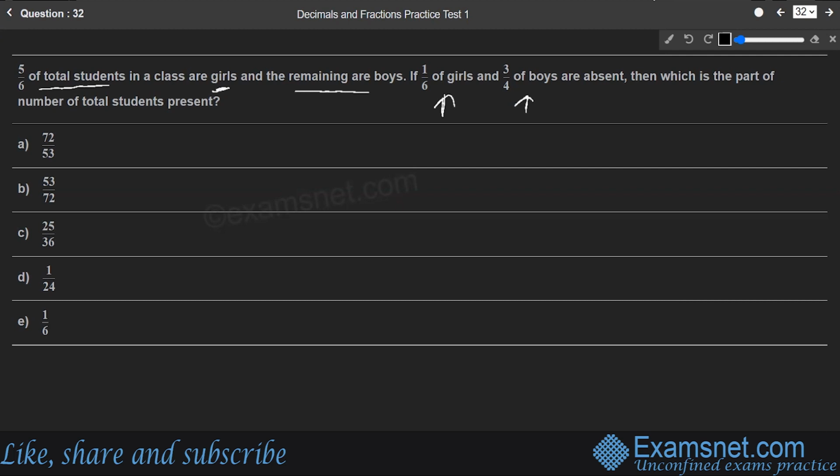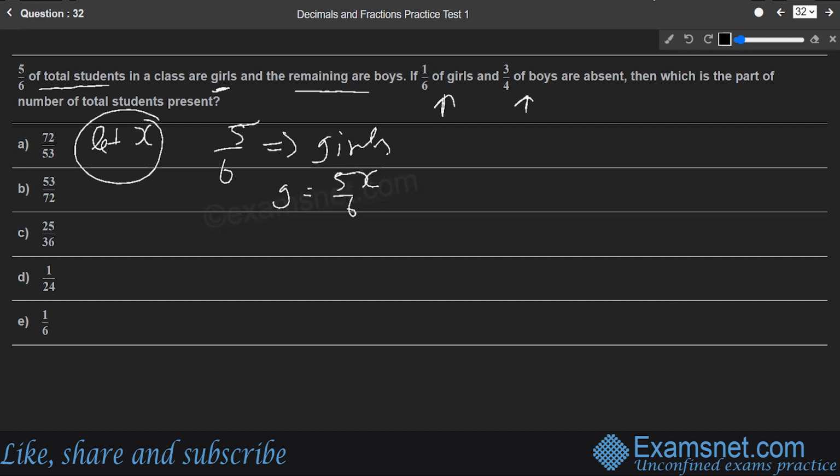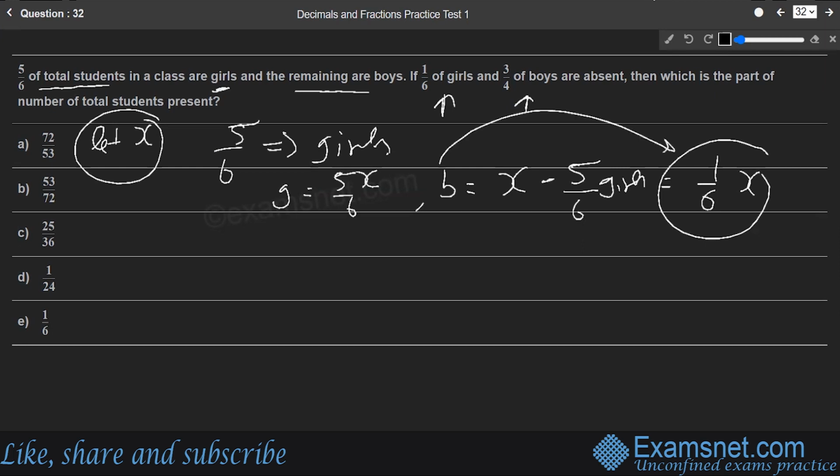The first part that he has stated is 5 by 6 of total students in a class are girls. Okay, so if we assume the total number of students to be x, then 5 by 6 are girls. So how many will be boys? Girls can be stated as 5x by 6. So boys will be x minus the girl part, that is 1 by 6 of x. So this is the total number of boys in the class.